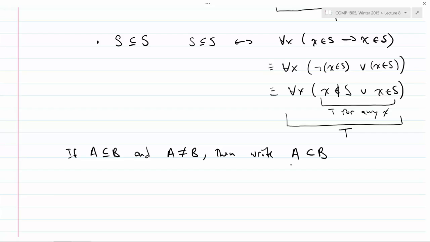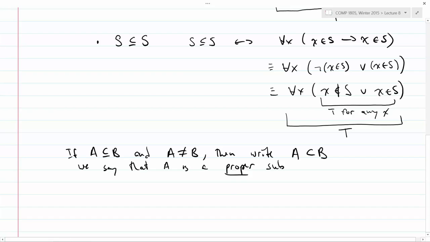All right, and we say that A is a proper subset of B. So if A is a subset of B and A and B are not the same, then A is a proper subset of B. It's just a slightly different idea, very similar. Any questions about that? Is that okay?